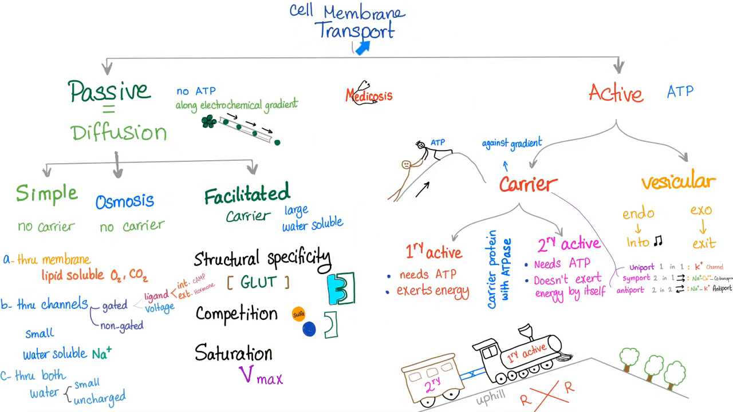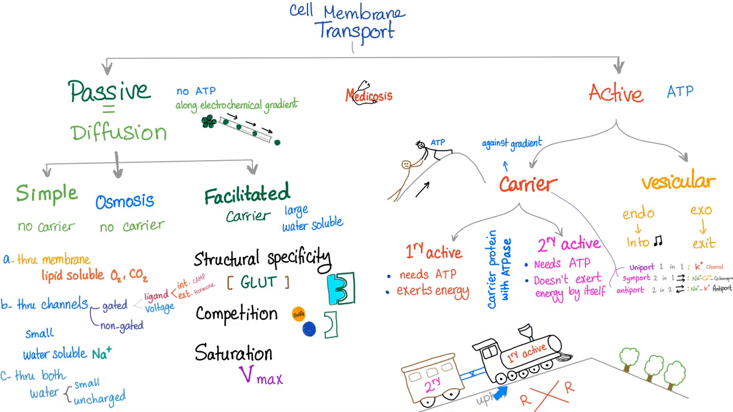The cell membrane transport is either passive or active. Passive is called diffusion. Active is called the active transport. And you have two subtypes: carrier active transport and vesicular active transport. Active carrier, active vesicular. Let's talk about the active carrier. I have primary active and secondary active. Primary active, I am exerting the energy here. Secondary active, well, I still need energy, but I am not exerting it here. I am dependent on the energy exerted at the primary.